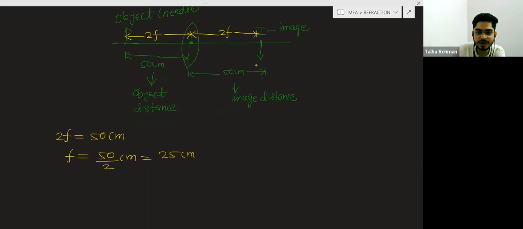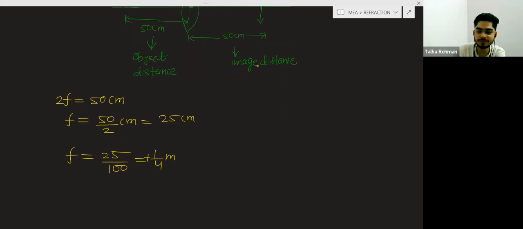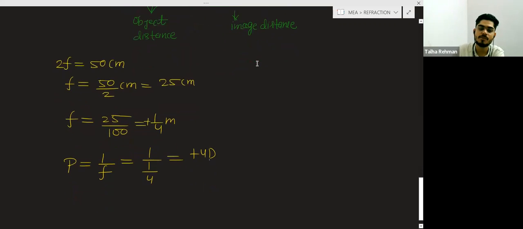Now convert this 25 centimeter into meter, divided by 100. So you will get 1 by 4 meter focal length. And we know that the focal length of the convex lens is positive. So now apply the formula of the power. Power is given by 1 upon focal length in meter. Focal length is 1 by 4. Finally, you will get plus 4 diopter. This is your final answer.